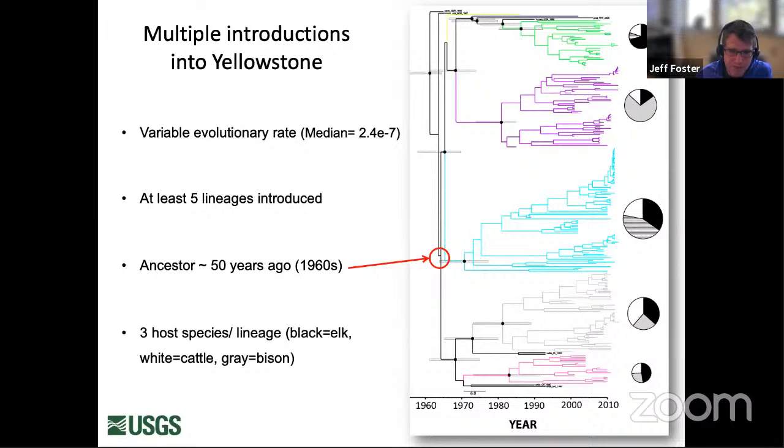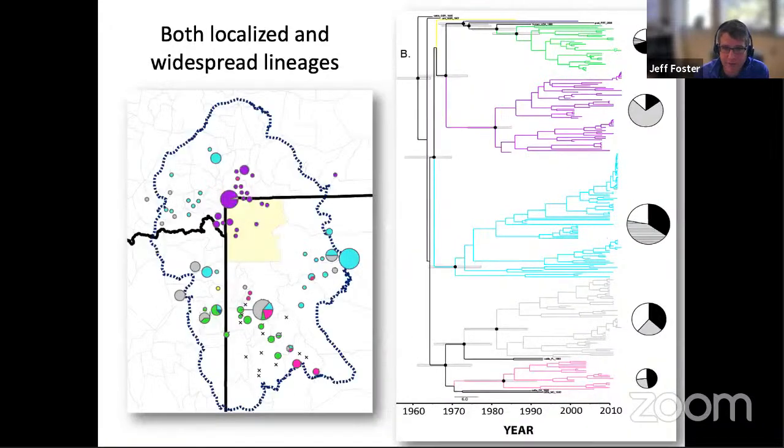We can use SNPs to look at the relationship of the different ones. So we have 3 different host species here that we see in the different slices of the pie. Black are coming from elk. So we see here that this is largely an elk lineage, but it's also found in white, cattle, and gray, in bison. In this case, we have this one's largely in bison, but it's also in elk and cattle. This one is kind of a more even mix, and this one is a more even mix as well. So different places have different proportions of who's infected with what particular lineage.